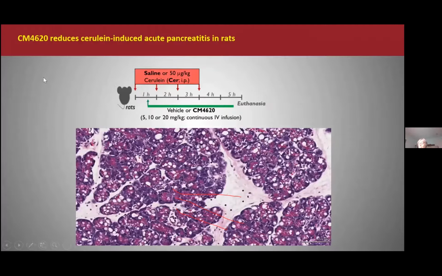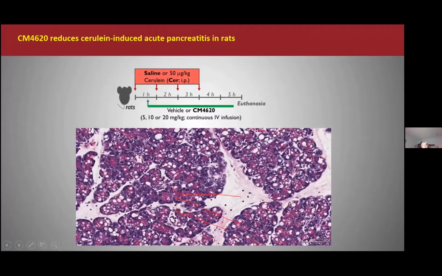Then I'm going to show you the effect in whole animal experiments. Here we used rats, and to cause pancreatitis we treated them with cerulein at high doses. These are the times of stimulation with cerulein or saline. Then we started the CM compound at different concentrations, as you see here, as IV infusions, starting 30 minutes after the initiation of pancreatitis.